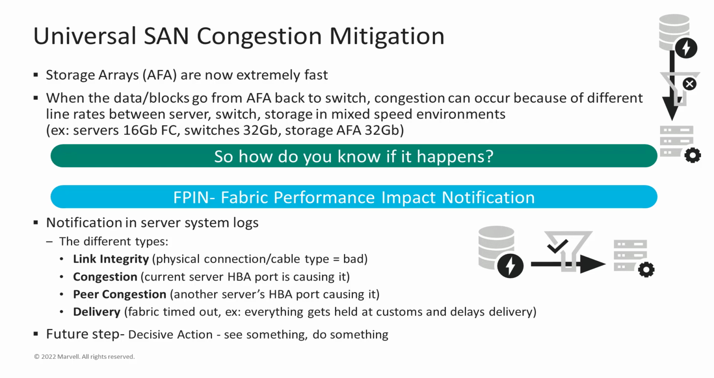With Marvell QLogic HBAs, all 4 of these FPIN messages are supported in standard firmware. In competitive offerings, only the link integrity is supported in the standard firmware, and to get the other notifications, the customer is required to purchase and deploy additional HBA management software.